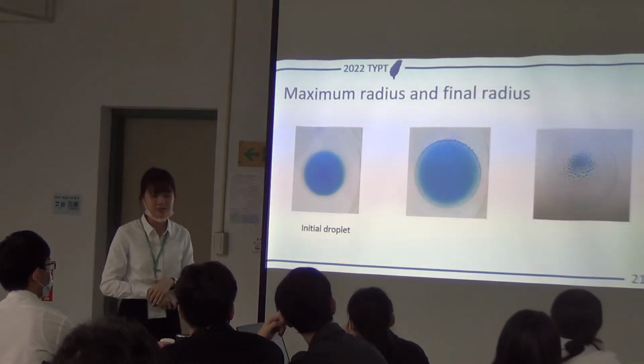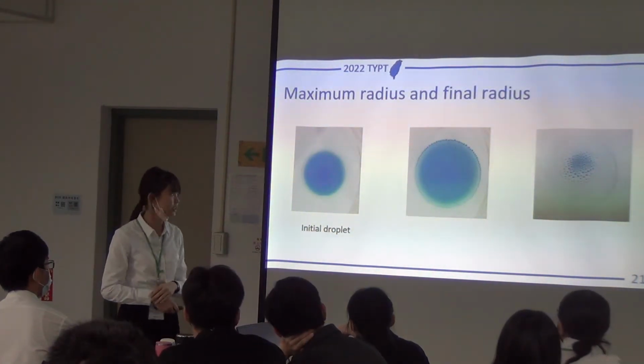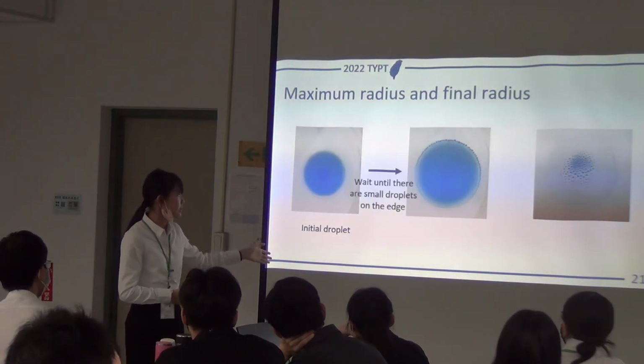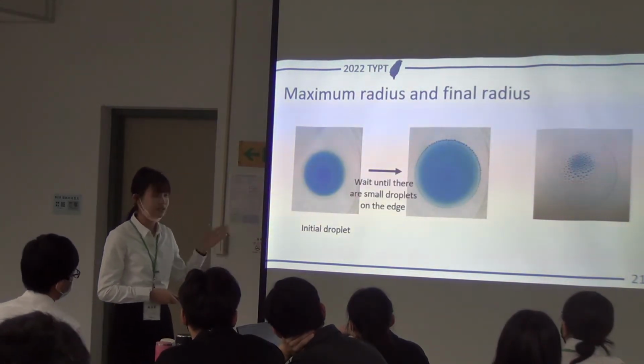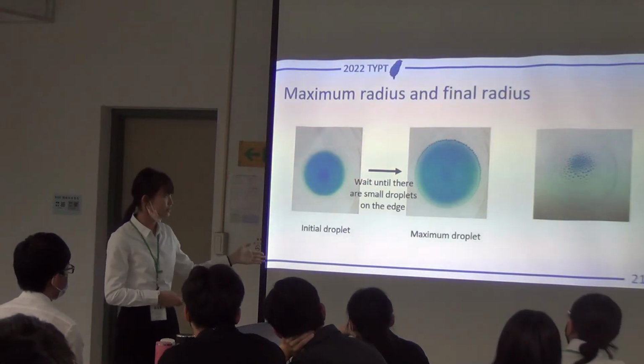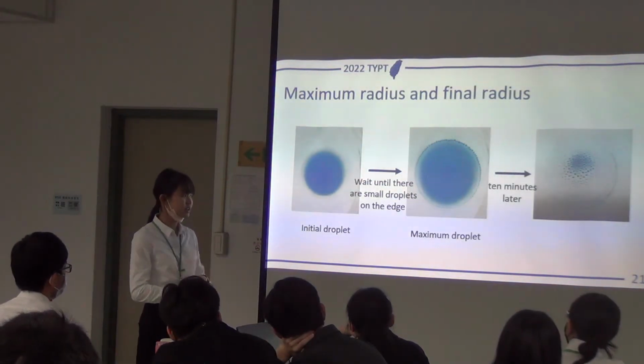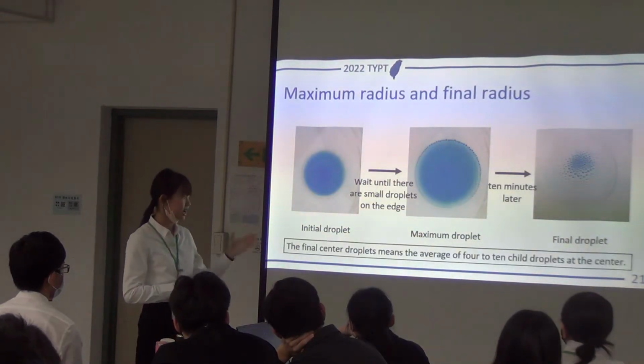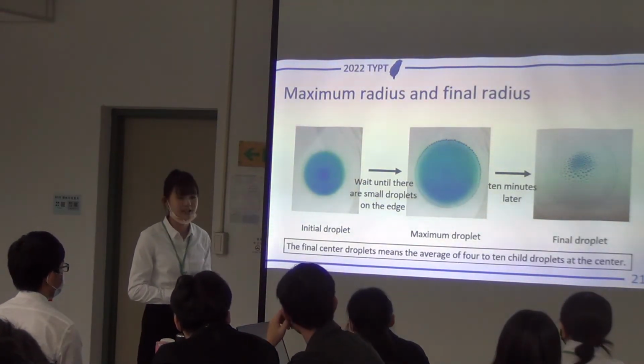Before introducing our experimentation, I should define some terms. First, when we drop a droplet on the oil, we call it the initial droplet. Then, we wait until there are small droplets on the edge, and we call it the maximum droplet. Then we wait for 10 minutes, record the result, and call it the final droplet. And the final center droplet means the average of 10 to 12 droplets at the center.